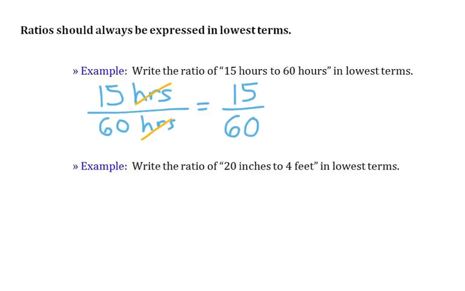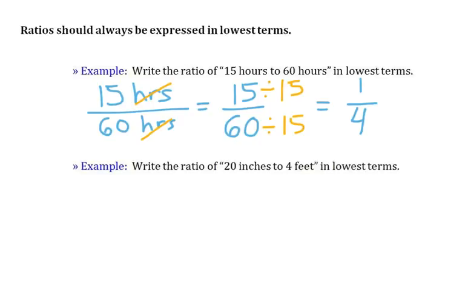Looks like 15 and 60 have a greatest common factor of 15. So dividing top and bottom of our fraction by 15, we arrive at a ratio in lowest terms of 1/4. So there is a 1 to 4 ratio there.